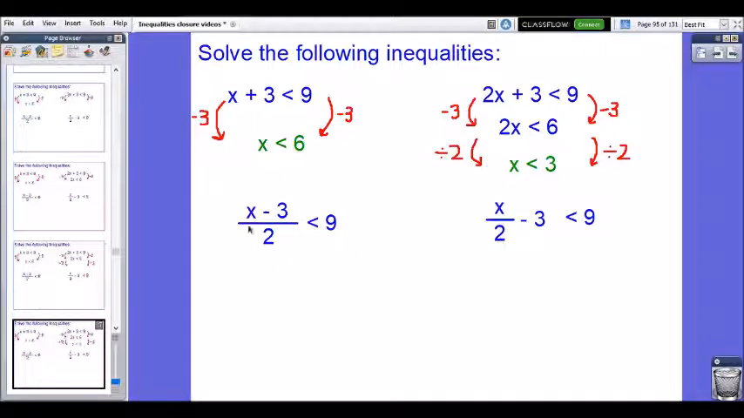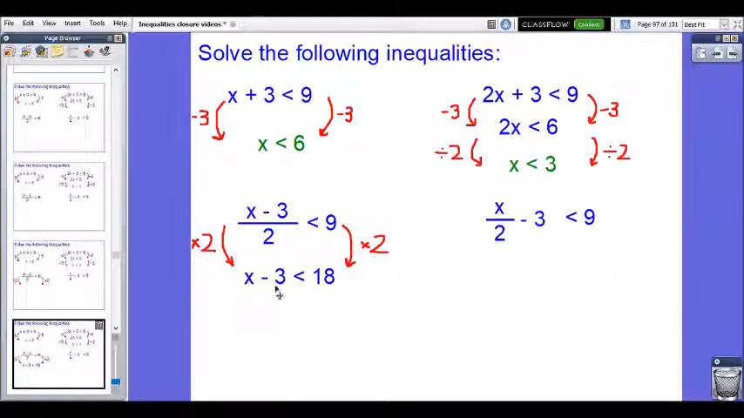So I'm going to start, well, what's the opposite of dividing by 2? Well, the opposite of dividing by 2 is multiplying by 2. Timesing both sides by 2, I've now eliminated that division. So my left hand side, I'm just left with x minus 3 because I've done the opposite of dividing by 2. 9 times by 2 gives me 18.